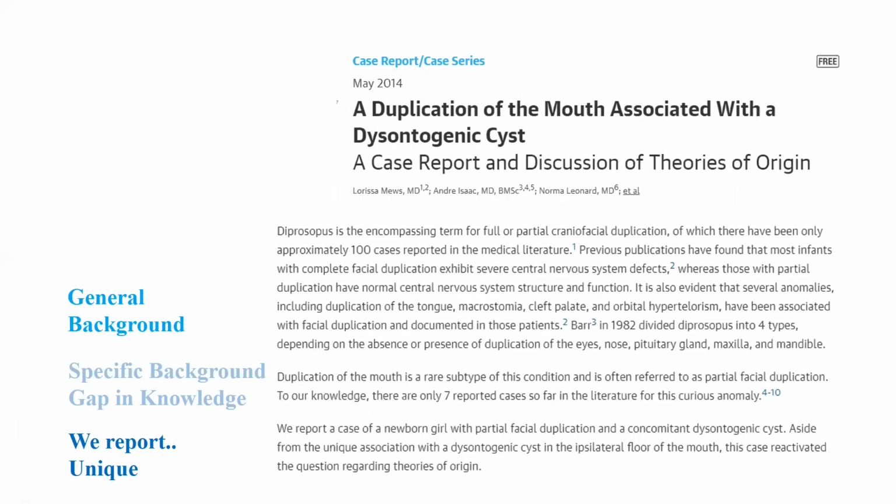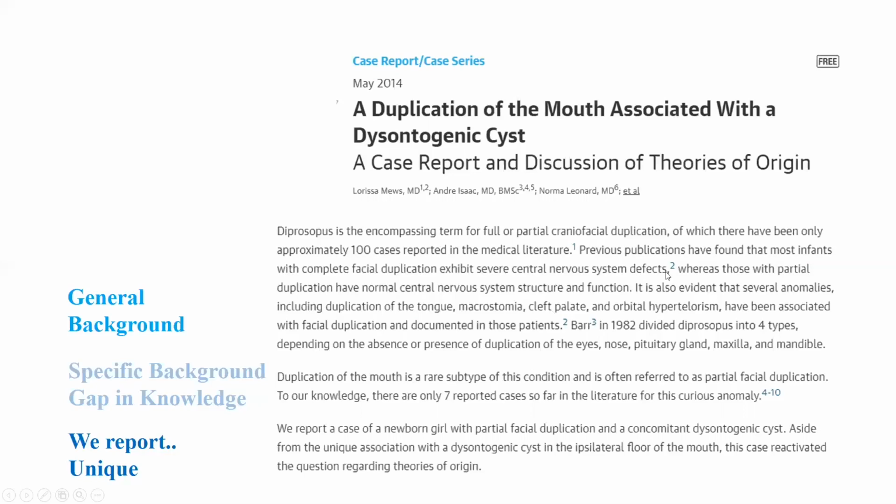The duplication in general. Duplication of any part of the face. This is the general background. The specific is the duplication of the mouth with the cyst. So you have to be very knowledgeable about the topic you're writing about, and you get the knowledge by reading articles, book chapters about the topic, but I recommend generally articles. Once you know the topic, you can decide what is general and what is specific, and you can support your claims with references. So the author started with the duplication of the face in general.